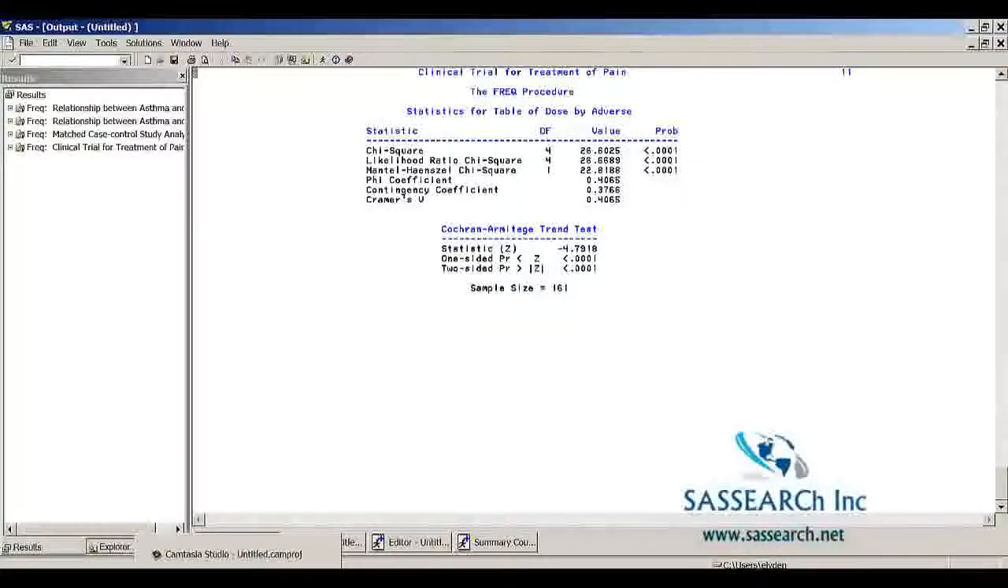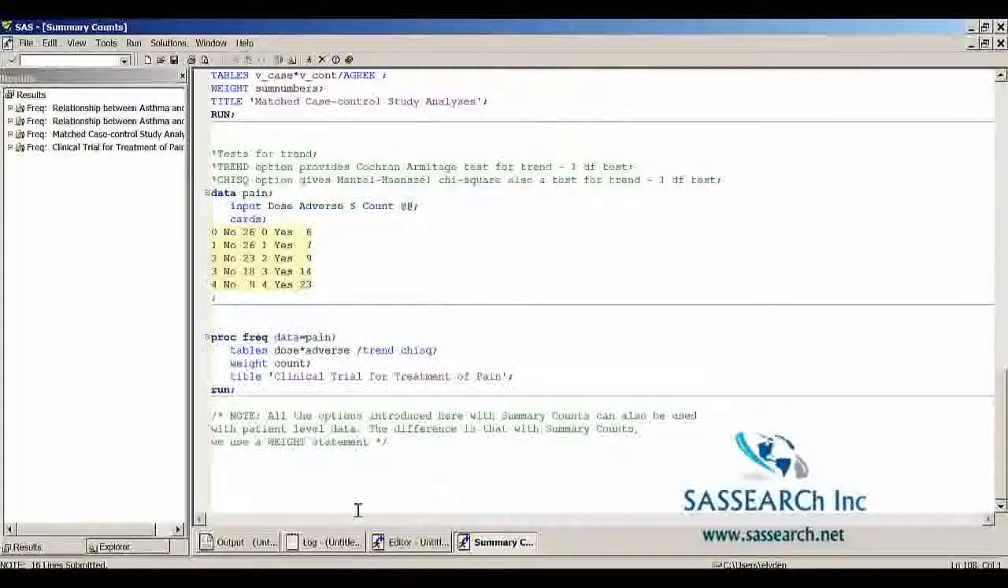And with a p-value less than 0.001, we are concluding that there is evidence of a linear trend between dose level and the proportion of respondents having adverse events. The thing I want to point out in this demonstration is that all of the tests that I have shown here using summary counts can also be done with Proc Freq for patient-level data. This concludes the SAS demonstration on summary counts.